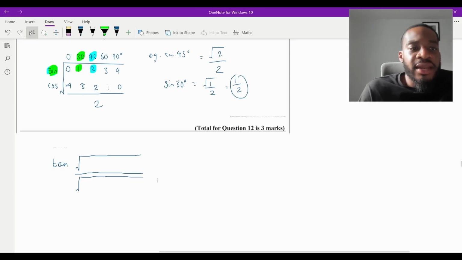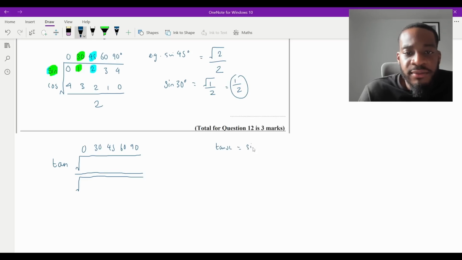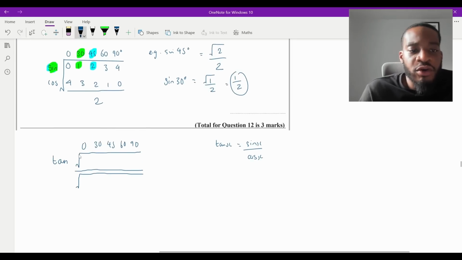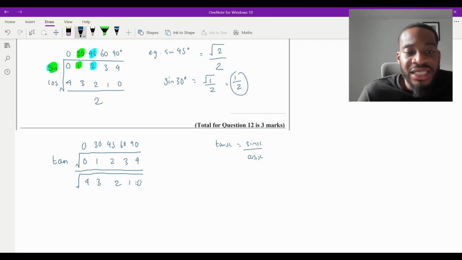Okay. And then now, all you're going to do is literally put the angles here. So 0, 30, 45, 60, and 90. And then remember I told you tan is sine over cosine. Let me write here. Tan x is sine over cosine. So you're going to put the numbers for sine on the top and then the one for cos on the bottom. So it's going to be 0, 1, 2, 3, 4. And then this one's going to be 4, 3, 2, 1, and 0.